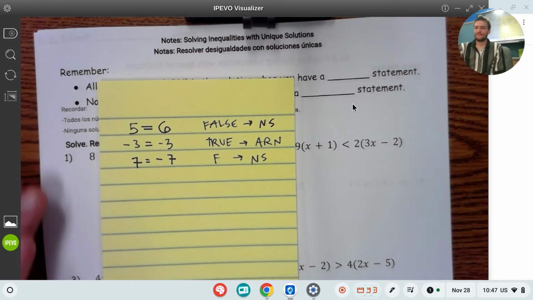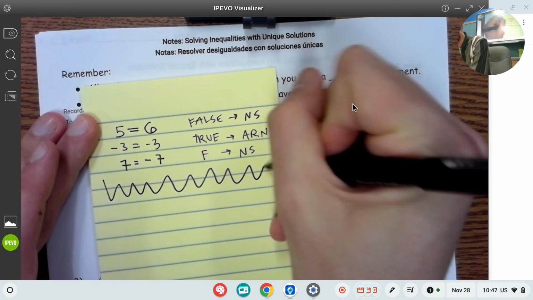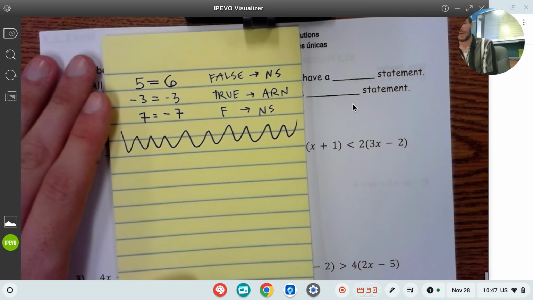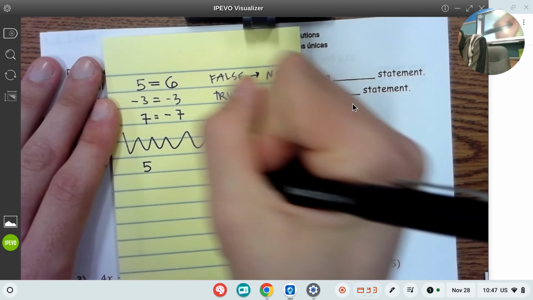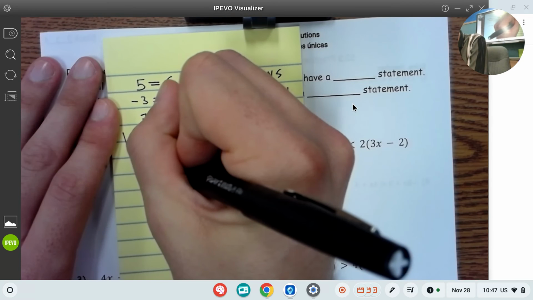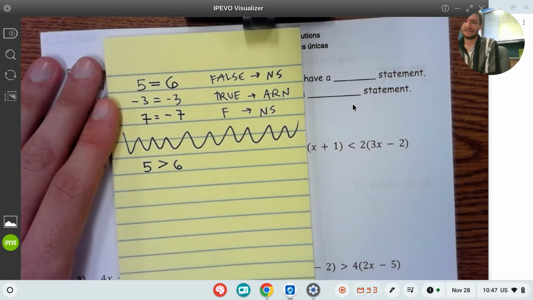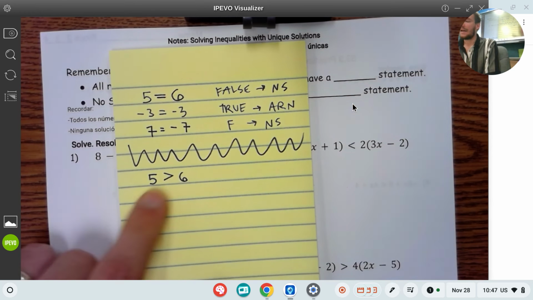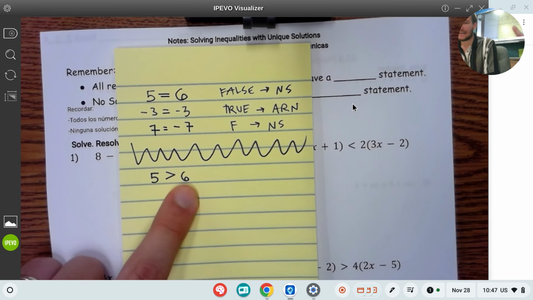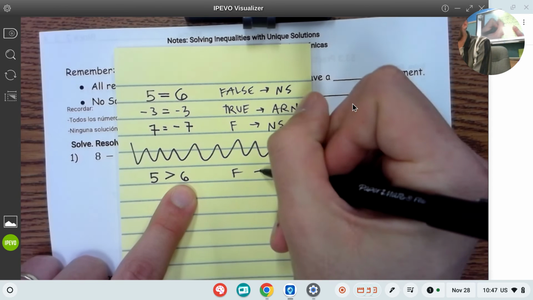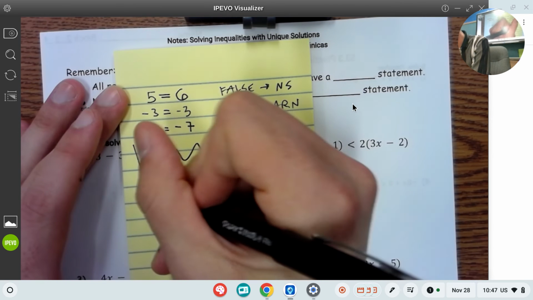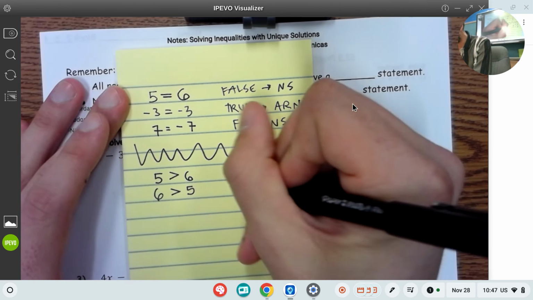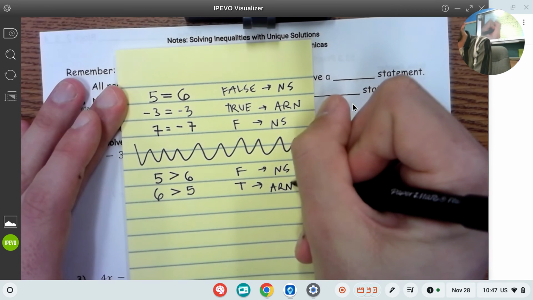I agree with you. Okay, now today we're going to be doing the same thing, but with inequalities, which means it's going to be just a little bit harder. Now it might say something like, instead of 5 equals 6, 5 is greater than 6. It's not as easy as just looking to see if the numbers are the same. Is 5 greater than 6? Nope. No, this is false. That means it's going to be no solution. Okay, what about 6 greater than 5? ARN. That's going to be true.